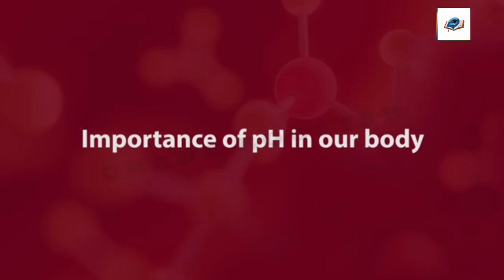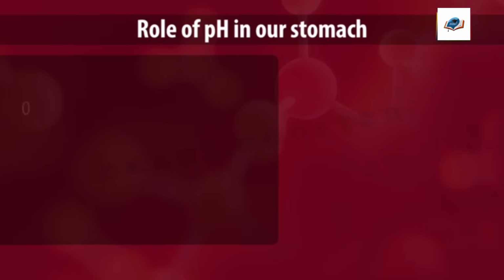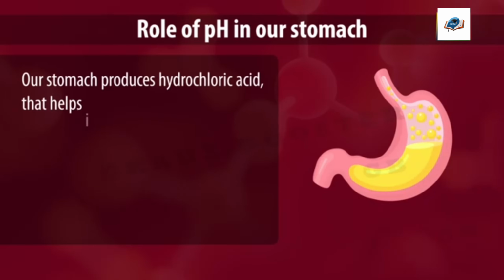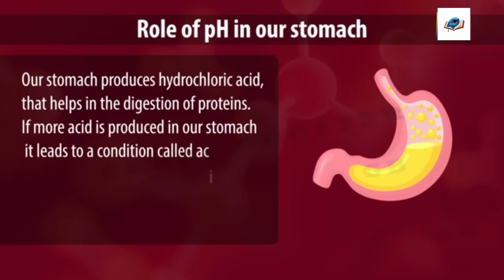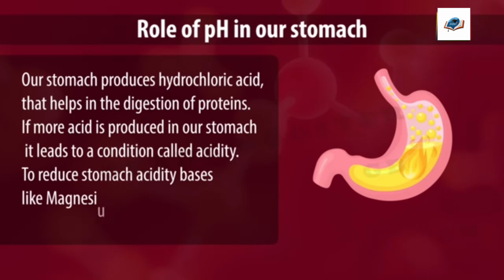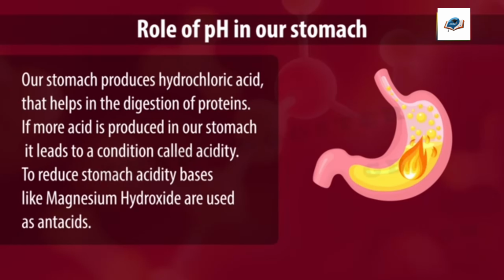Importance of pH in our body. Our stomach produces hydrochloric acid. This acid helps in the digestion of proteins. It activates an enzyme called pepsin in our stomach which digests the proteins. This acid also kills the germs that enter along with our food.